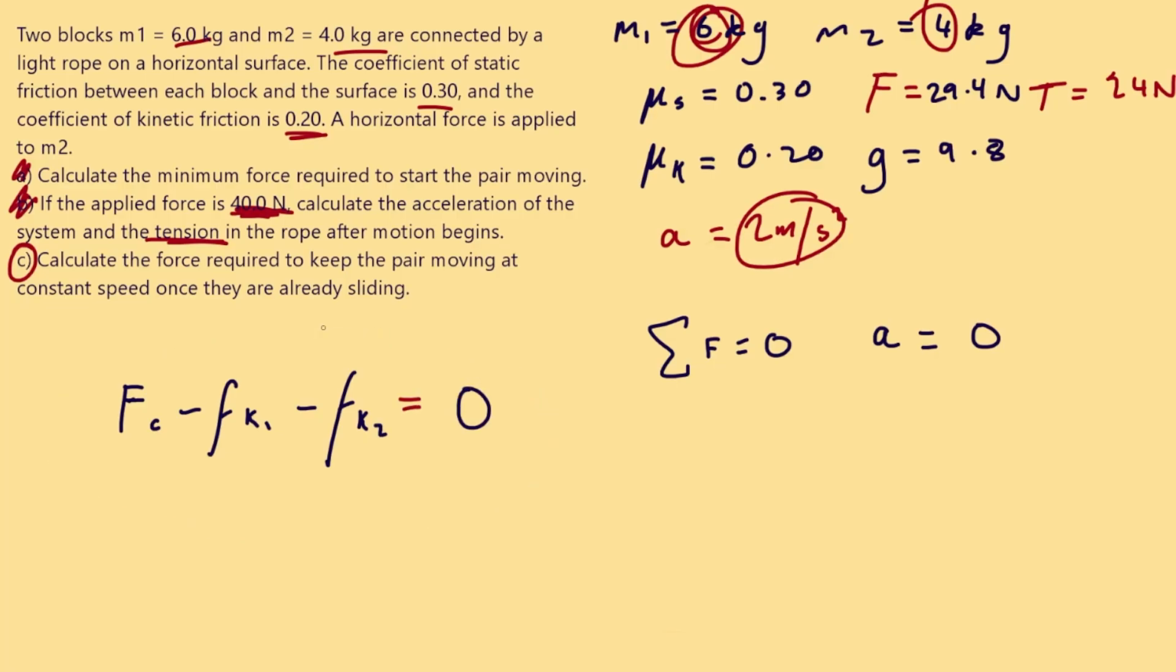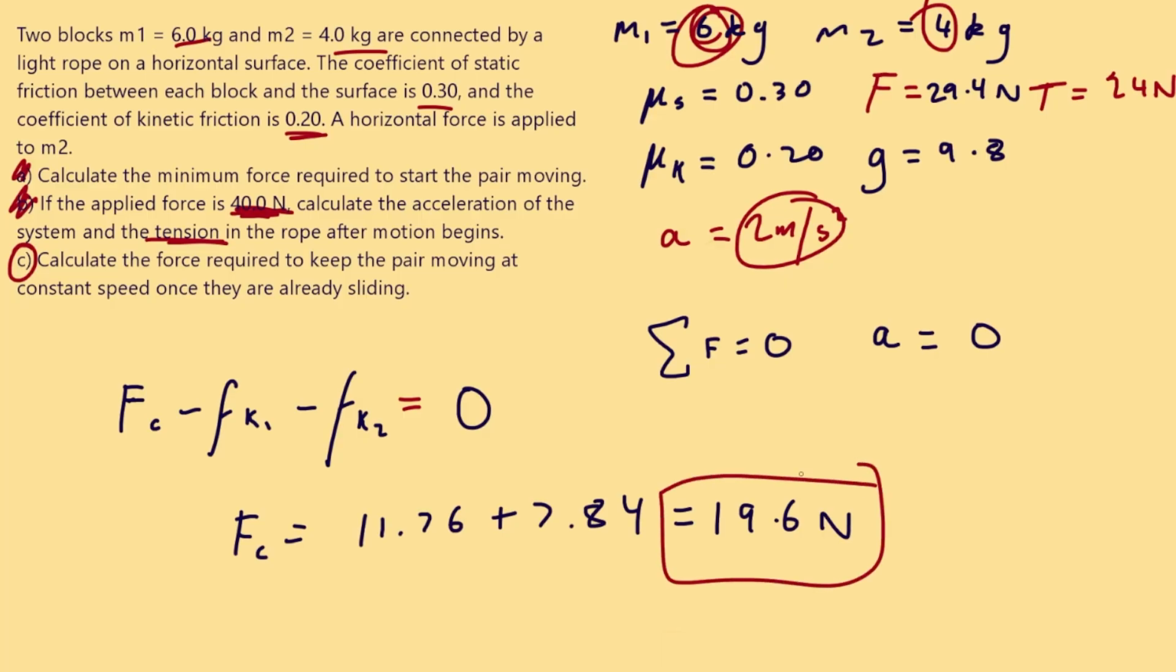This is familiar, isn't it? We did this in part A and in the previous problem. All we have to do now is isolate Fc, and if you're a little bit lost, this comes from, again, Newton's second law. Now, plug in our values, get Fc equals 11.76 plus 7.84, giving us 19.6 newtons, which might trigger a red flag for you.